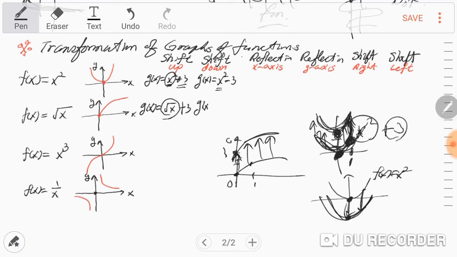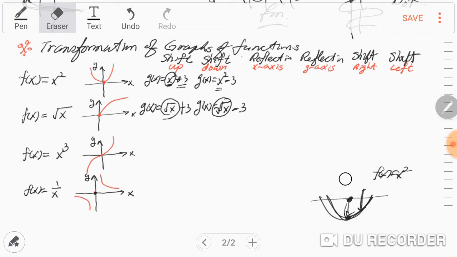How about shift the graph down? Then what we do is subtract 3 from the square root of x. So this means the graph of square root of x will be decreased 3 units down.